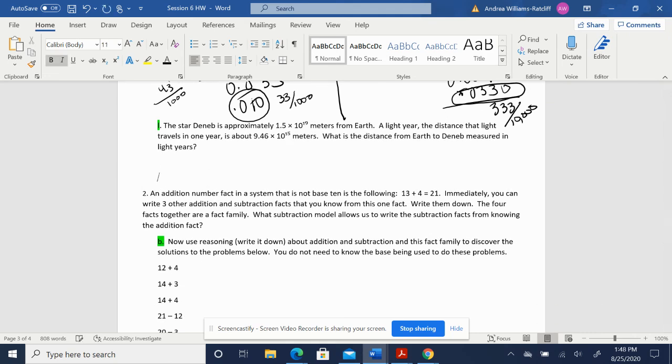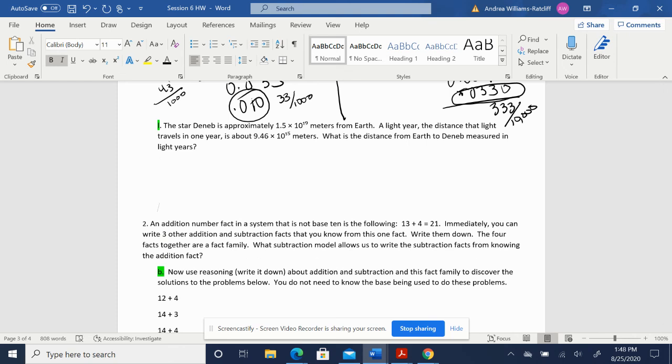So question I, which is the last scenario: the star Deneb is approximately 1.5 times 10 to the 19 meters from Earth. So a long way, right? If we were to write this number out, we would have 1, 5, and then 18 zeros. A light year, the distance that light travels in 1 year, is about 9.46 times 10 to the 15 meters. What's the distance from Earth to Deneb measured in light years?